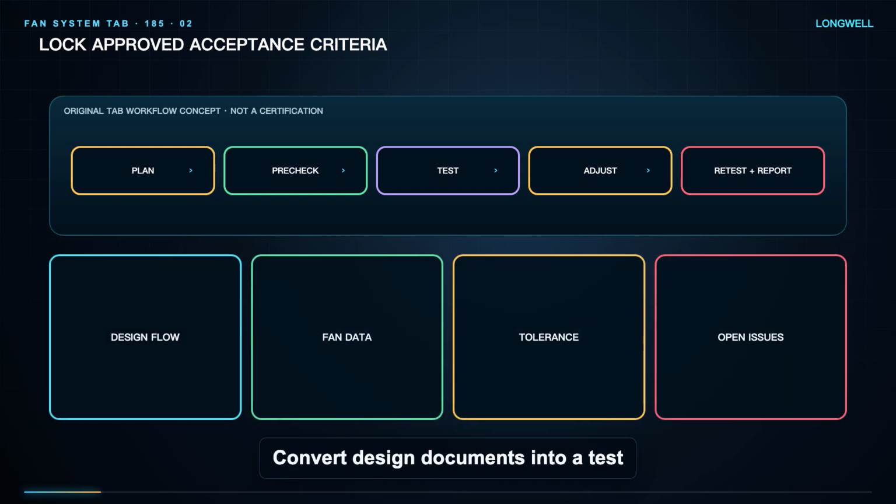Convert design documents into a test plan before touching the system. Identify required total, branch, and terminal airflow, pressure, diversity and operating modes, plus fan and equipment limits. Do not invent one generic tolerance or treat nameplate maximum as design flow. Missing or conflicting criteria become documented issues for resolution, not field guesses.